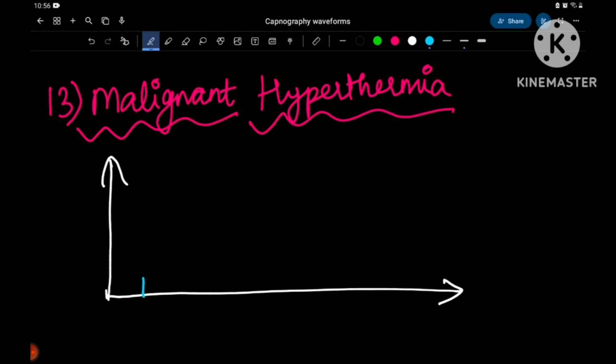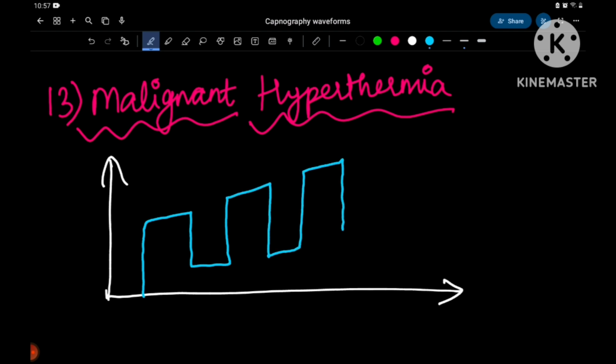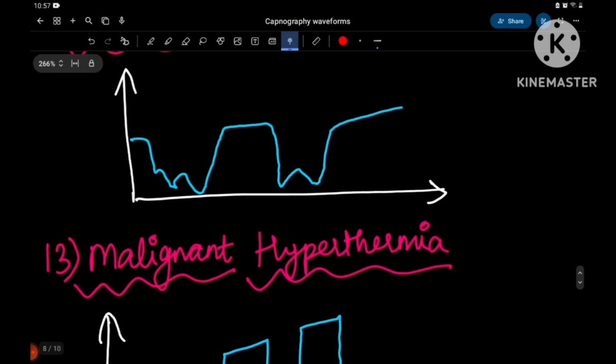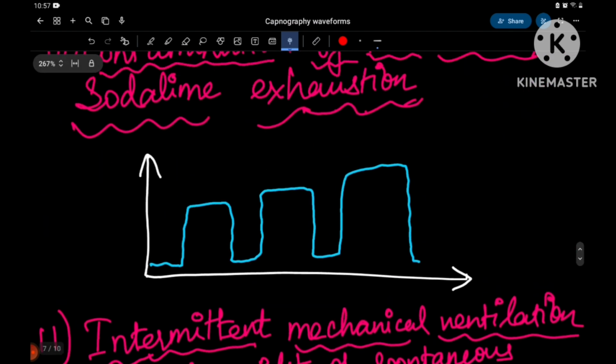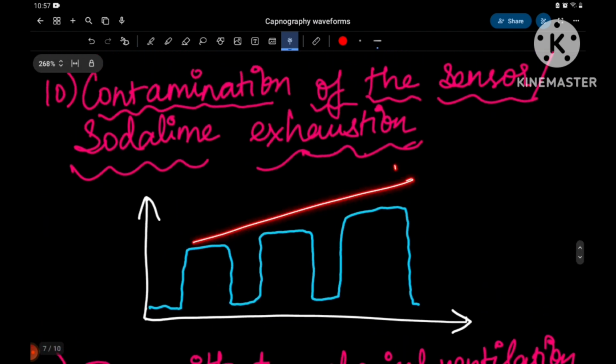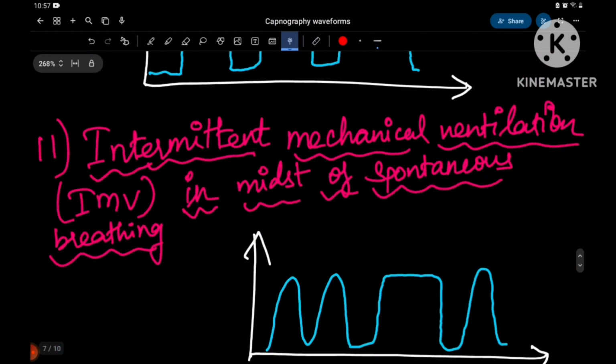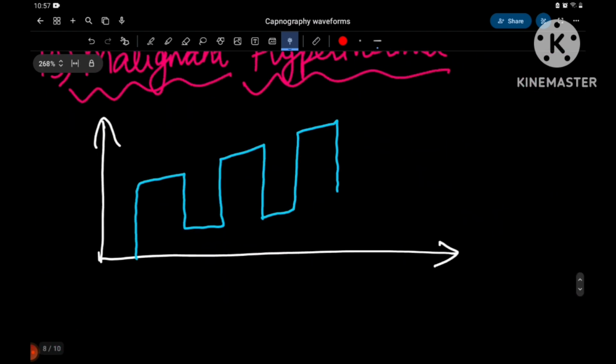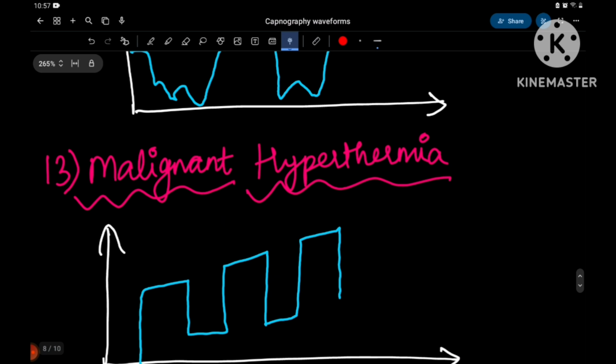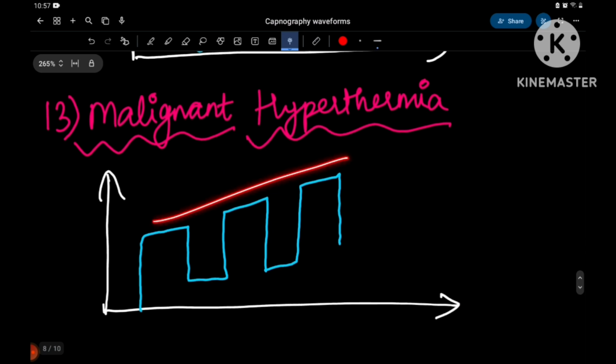See here, the graph goes like this. There is an increasing waveform; the waveform goes on increasing. Where else did we see this increasing trend? We saw it in contamination of the sensor and soda lime exhaustion. In the same way, here also in malignant hyperthermia, there is an increasing trend. You can see that clearly.